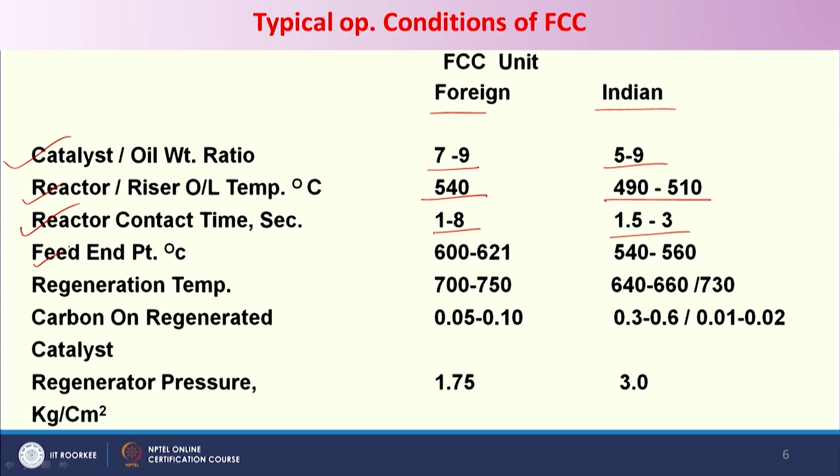Feed endpoint, that means what type of feed we are using, that is 600 to 621, here 540 to 560. Regeneration temperature, that is related with the catalyst, here it is 700 to 750, here 640 to 730, and then carbon on regenerated catalyst. What is the extent of the regeneration of the catalyst, that is the indicator of the carbon deposited on it, and this is for foreign units, 0.05 to 0.1, and this is 0.3 to 0.6 or 0.01 to 0.02. Regenerator pressure, that is 1.75 kg per centimeter square, here it is 3 kg per centimeter square. So, these are the comparison of two FCC units, one in India and one foreign.